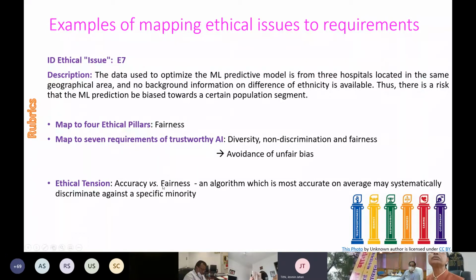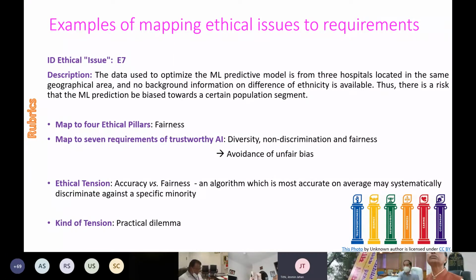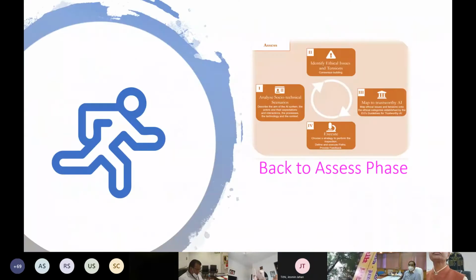So accuracy versus fairness means that an algorithm which is most accurate on average for a particular segment of the population might discriminate against another specific minority. And it's a practical dilemma. It can be removed by training the model with more data, with a representative data set. Now let's get back to the assessment process.